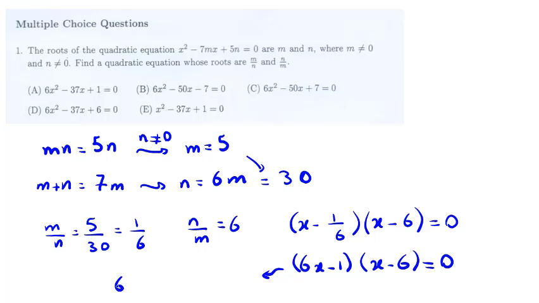And then it will be 6x squared, negative 36 minus 1, negative 37x, negative 1 times negative 6 will be plus 6 equals 0. So let's check, this one plus 6, 6 squared. So the answer is D.